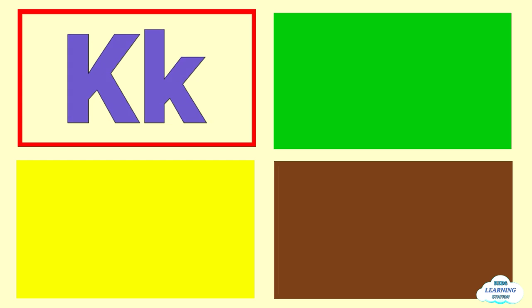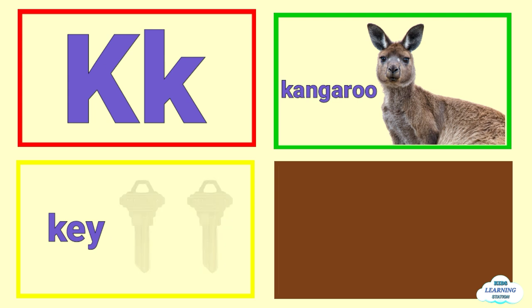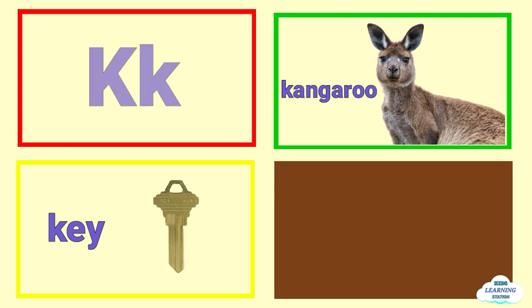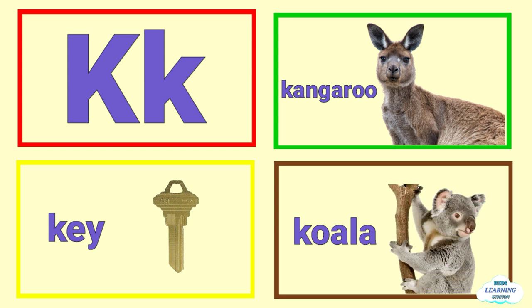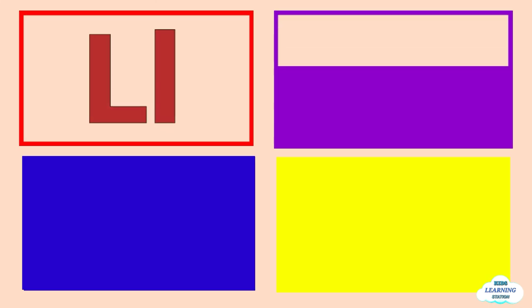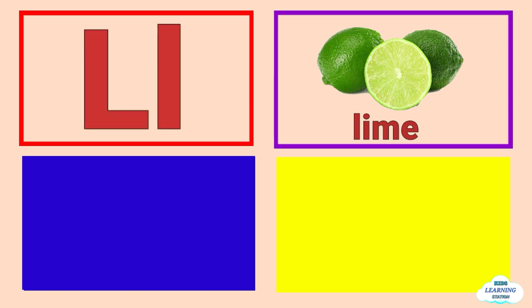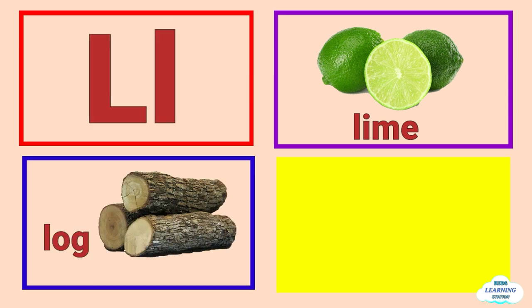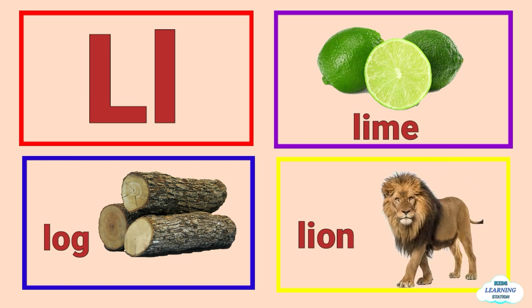K is for kangaroo. Kangaroo. K is for key. Key. K is for koala. Koala. L is for lime. Lime. L is for log. Log. L is for lion. Lion.